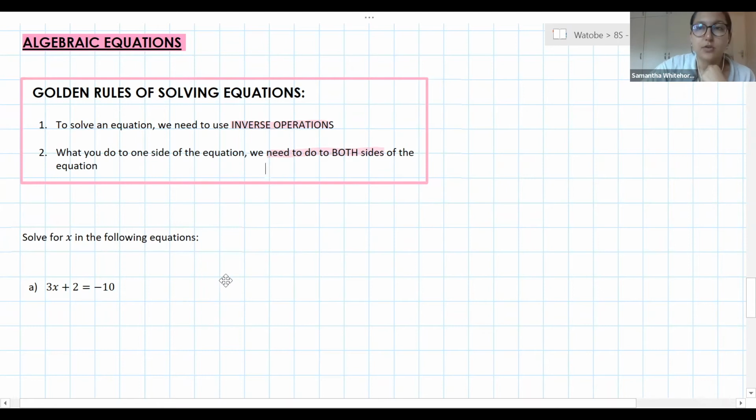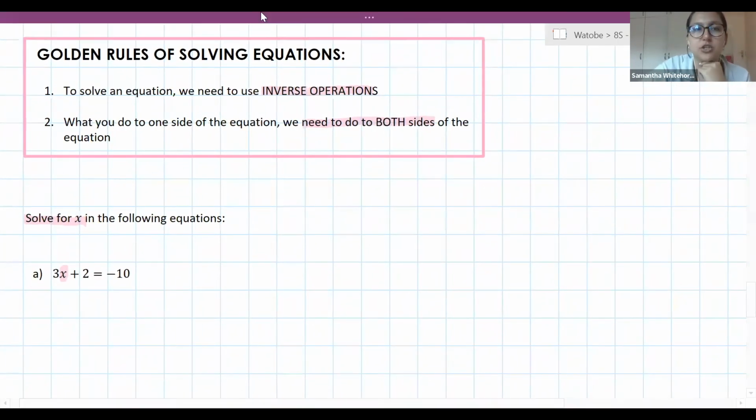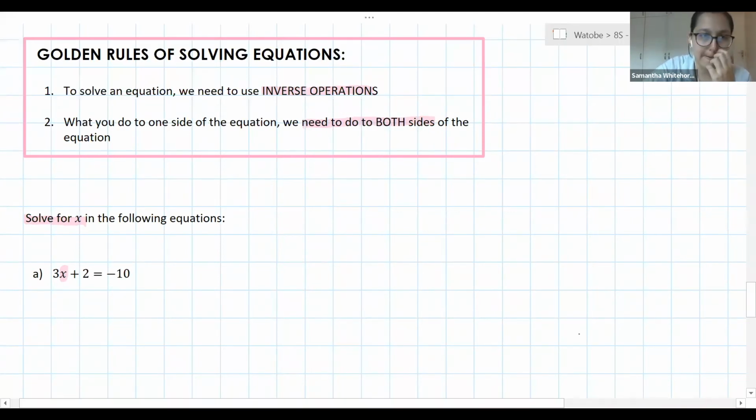Now, the goal of solving an equation is to solve for the variable. So in all of these, we're going to solve for x. What we basically want to do is get x alone. If you have a look at the first one, who wants to give me a suggestion of what my first step could be in order to start solving for x? Where can I start? You can raise your hand or put it in the chat. Becky, what do you think?